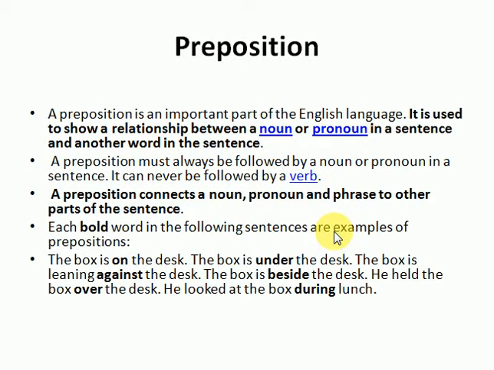So we would see what the prepositions are. A preposition is used to show a relationship between a noun, a pronoun in a sentence, or another word in the sentence. इसकी positioning क्या होती है जी?